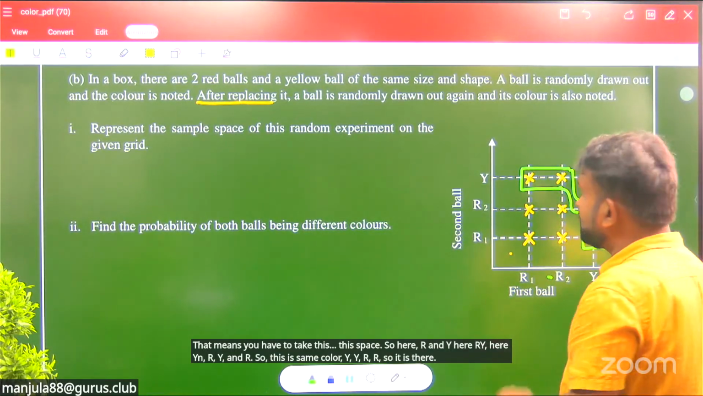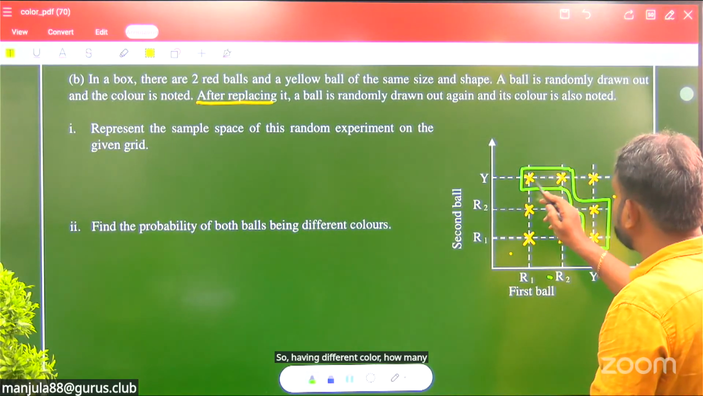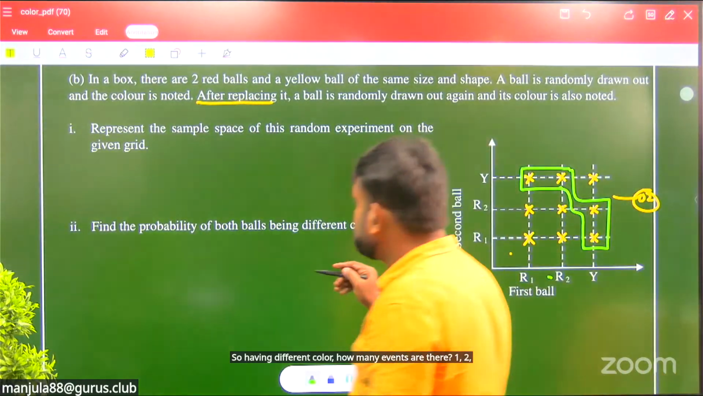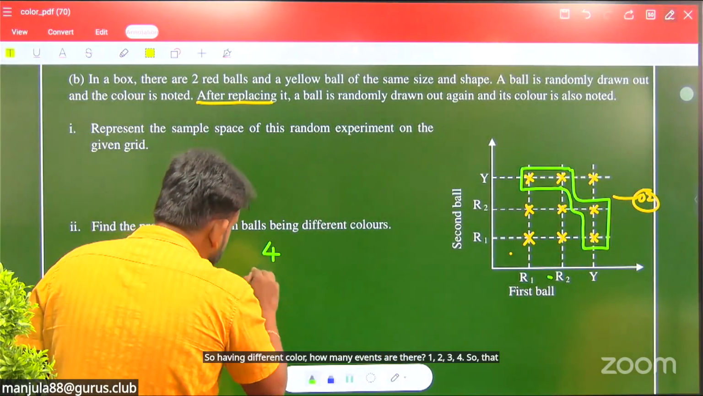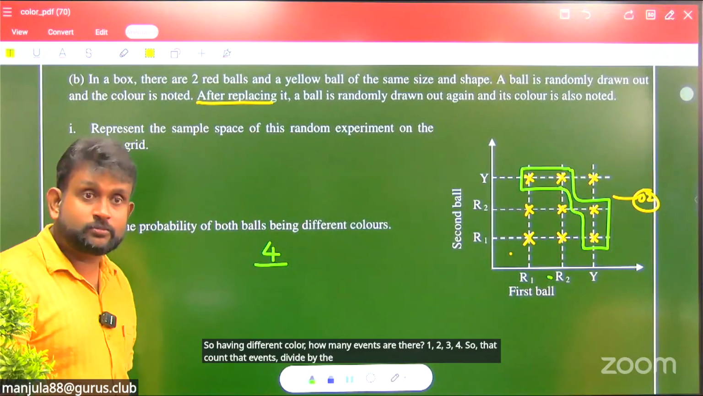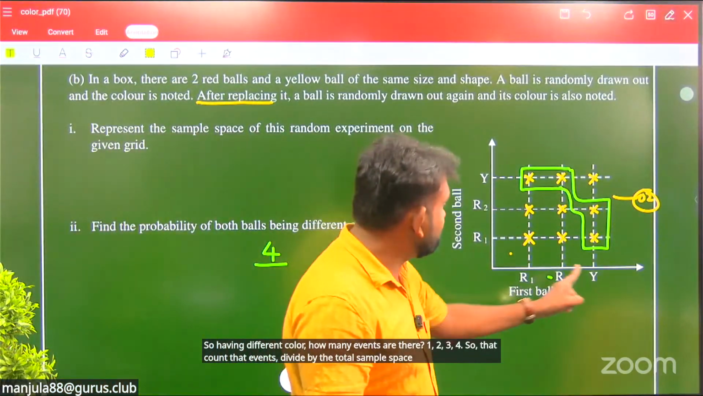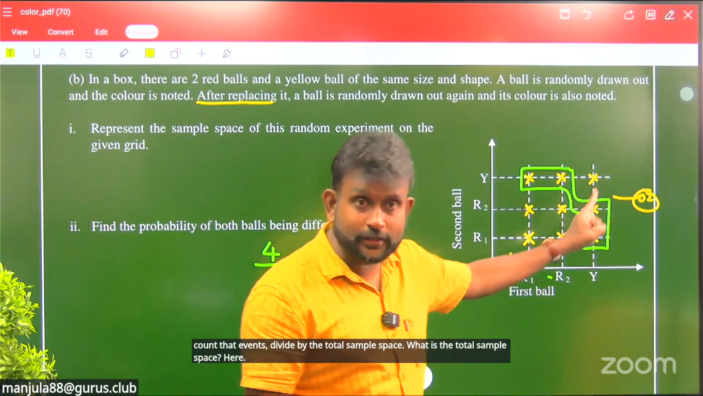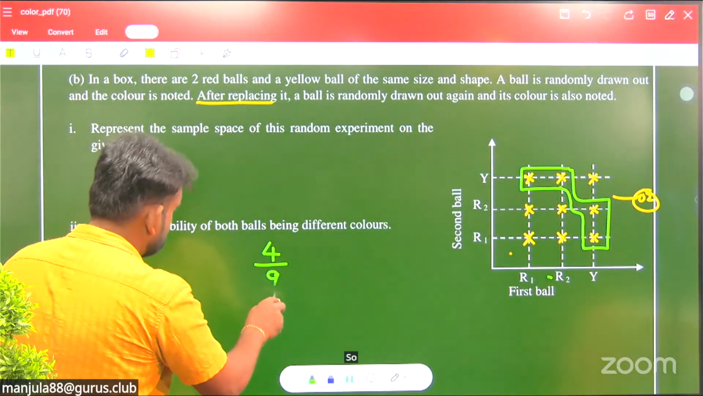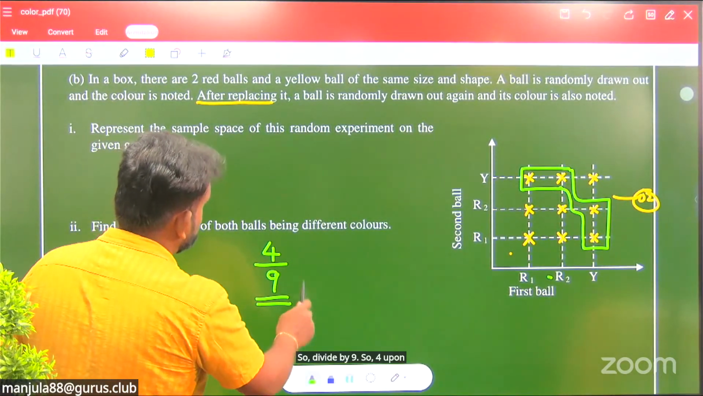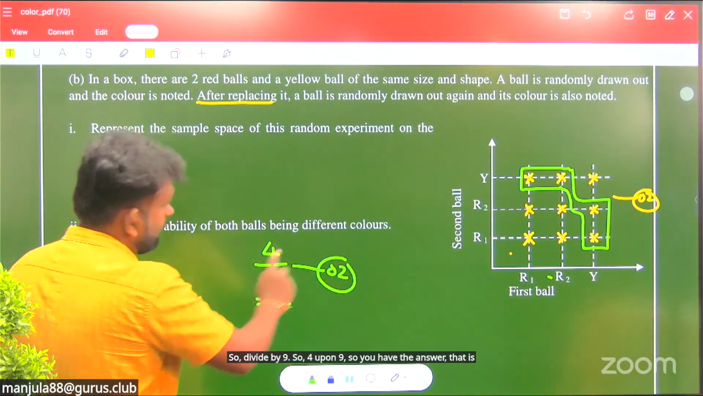So having different colors, how many events are there? 1, 2, 3, 4. So count those events and divide by the total sample space. What is the total sample space? Here 3, 6, 9. So divide by 9. So 4 upon 9. So you have the answer. That is 2 marks there.